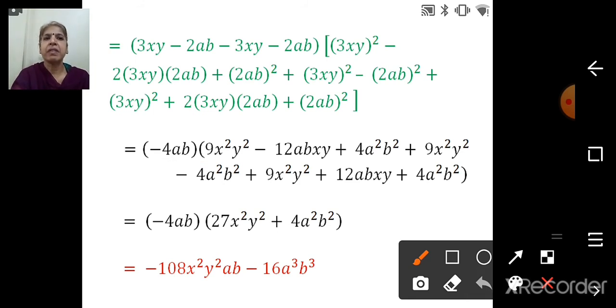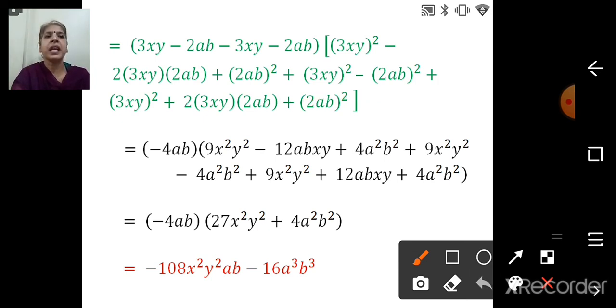Now the second bracket we will simplify. 3xy the whole square, square of 3, 9. So it will become 9x square y square, minus, simplify this term. 2 into 3, 6, 6 into 2, 12. So it is minus 12ab xy, plus square of 2ab the whole square, so it will become 4a square b square, plus 3xy the whole square.